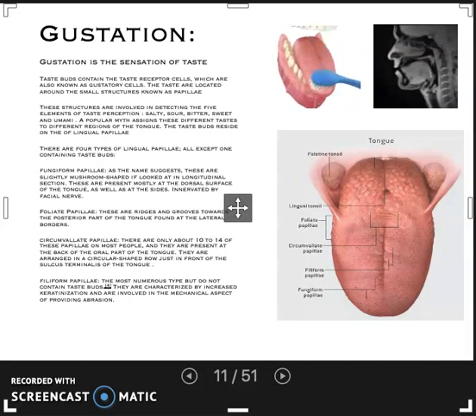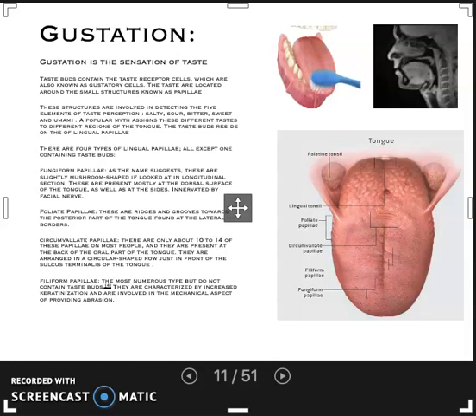And I know when I was a kid, they tell you you could taste bitter with the tip of your tongue and sweet with the sides, but that's not really true. You find these different taste buds more or less evenly distributed throughout the whole tongue. There are 4 types of lingual papillae, and all of them, except one, contain taste buds. The fungiform, fungi, of course, refers to the fact that they look like mushrooms, and these guys are mostly on the top of the tongue.